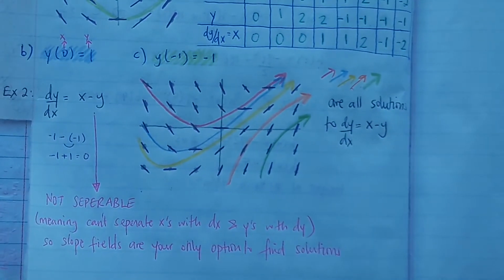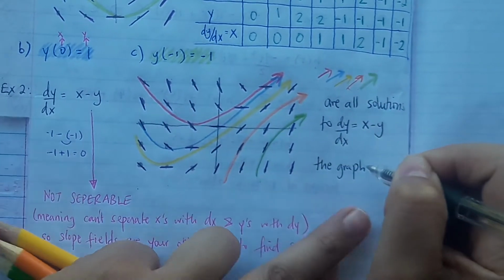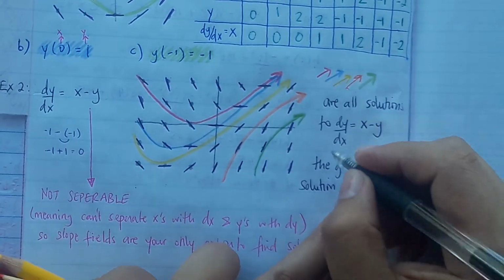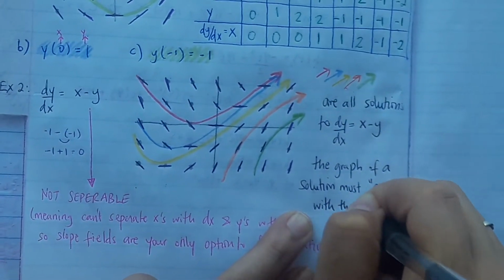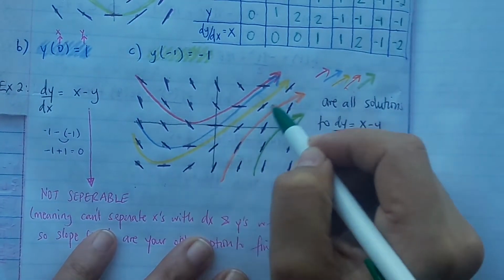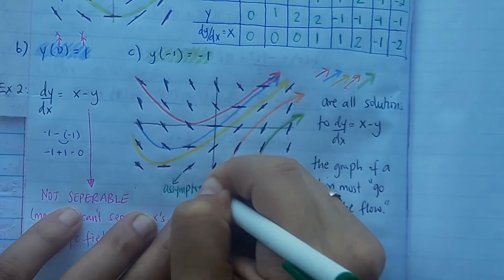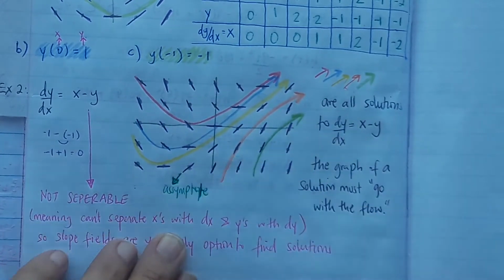The graph of a solution must go with the flow of what's actually happening. You have to get good at graphing these. The graph of a solution must go with the flow. And just remember that there is an asymptote along this line right here. There's an asymptote right there. No matter what the arrows are, they're never going to touch that line. That's pretty much all there is. Let's do part 2, but let's practice.